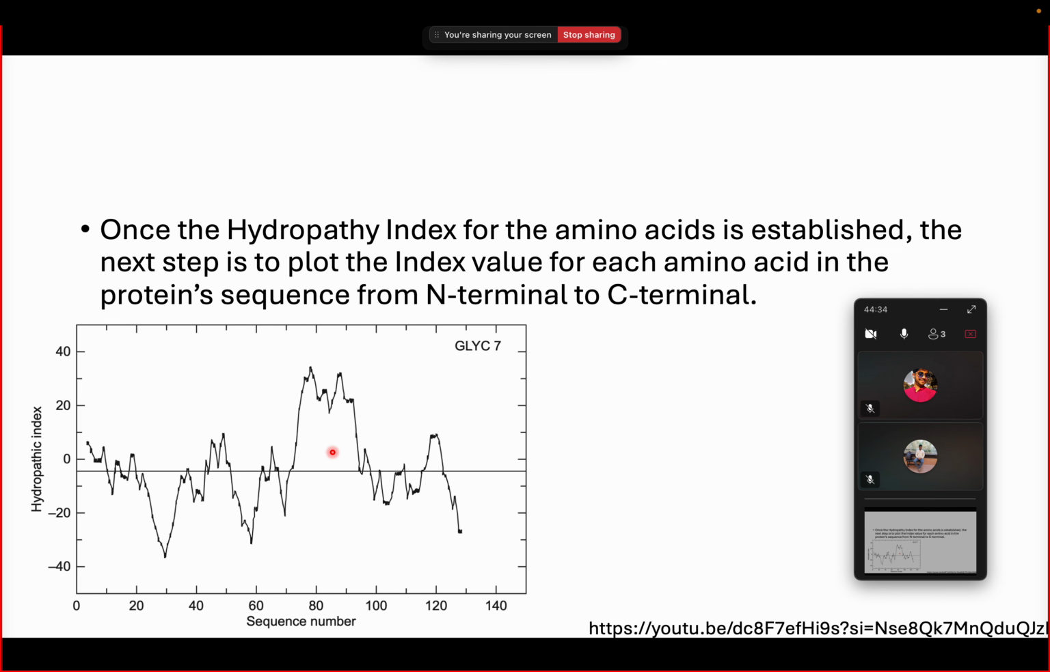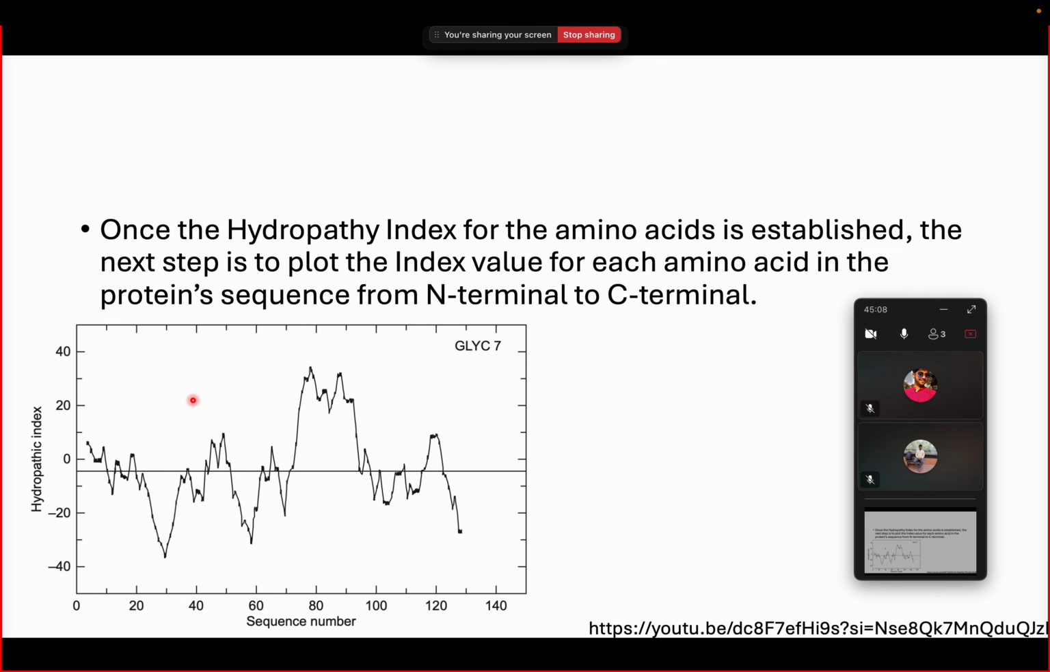So I'll give you guys 1 minute. Okay, so if the hydropathy index is positive, positive values indicate non-polar nature. Negative values indicate polar nature. Non-polar or hydrophobic residues will tend to stay inside the membrane, while hydrophilic residues will tend to stay outside the membrane. So looking at this graph, this is a hydropathy plot of glycophorin protein.